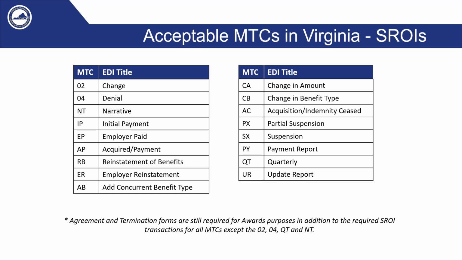This chart shows Virginia's acceptable SHROI MTCs. Agreement and termination forms are required in addition to the SHROI transactions for all MTCs except the SHROI 02, 04, QT, and NT.